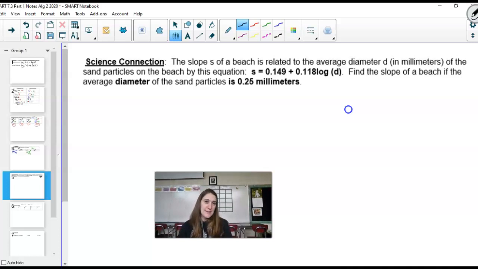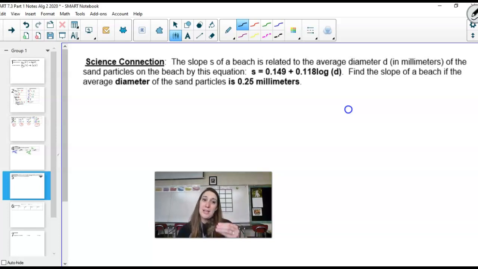All right, here's a nice little science connection for you, and I think now is a good time of year to think about all the vacations we want to take. So the slope of a beach is related to the average sand particle diameter. Depending on the size of the sand particles, it either creates a safe beach or an unsafe beach, and erosion becomes a thing, where it's no longer safe to have people out on the beach.